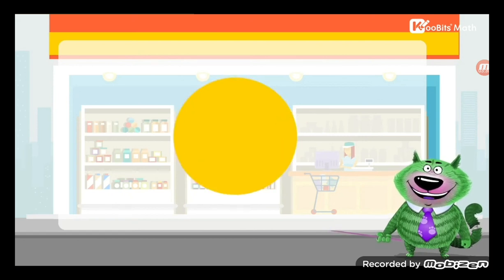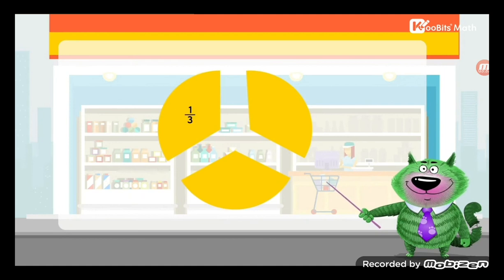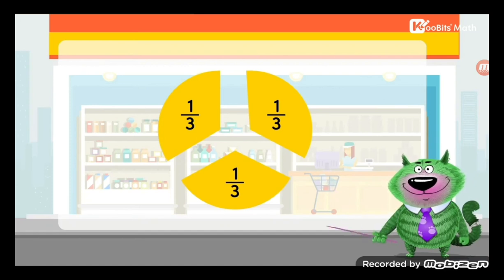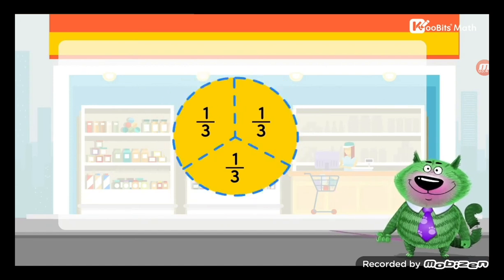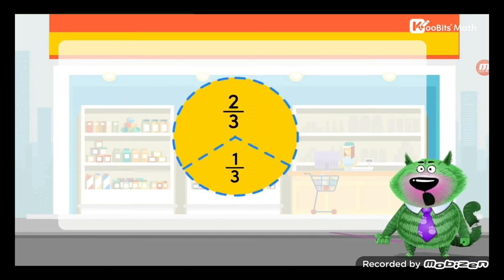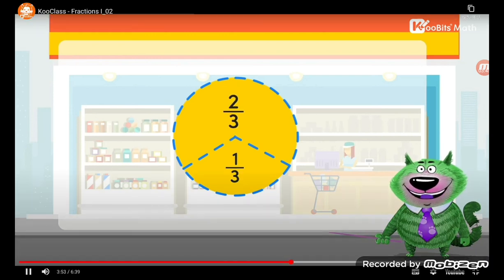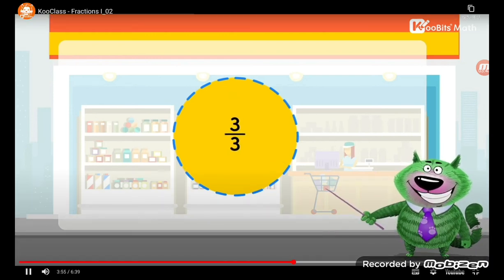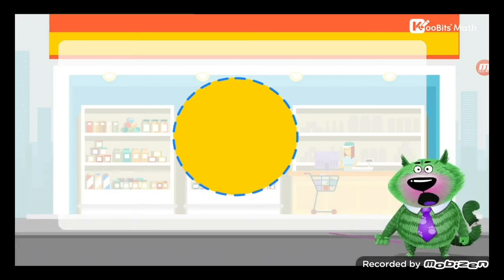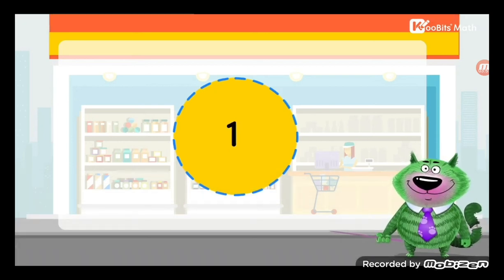Recall that when we divide a whole into 3 equal parts, each part is 1 out of 3 equal parts, or 1/3 of the whole. 2 parts is 2 out of 3 equal parts, or 2/3. 3 parts is 3 out of 3 equal parts, which is 3/3, or 1 whole.